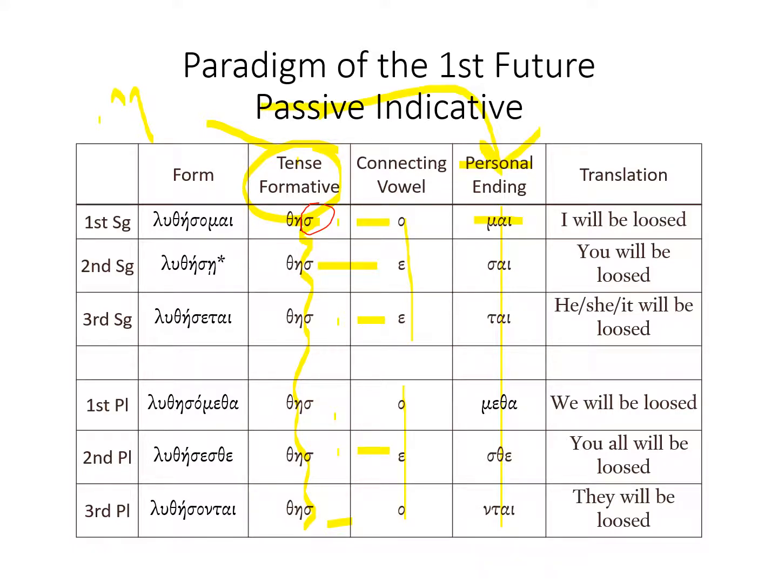One note, and this is just a pattern we have seen consistently. With the second singular, sai is our ending. That sigma is intervocalic and drops out. This alpha is strong, forces that epsilon to become eta, and the iota subscripts right underneath. And that's how we get to luthese right here.